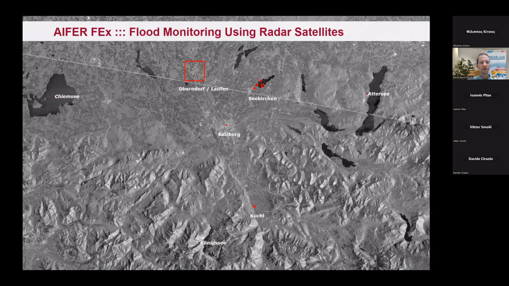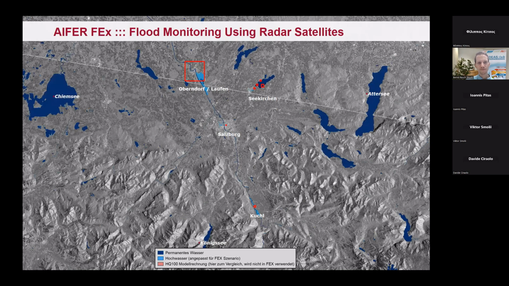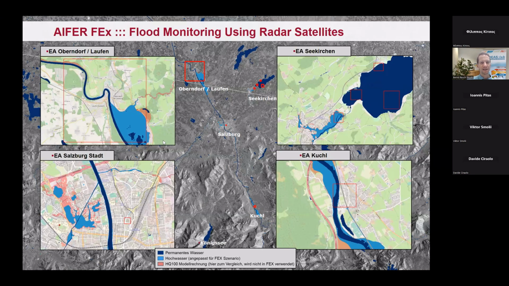Furthermore, we used radar satellites to basically delineate flooded areas, which we see here in blue. So this, in bright blue, you have these non-permanent water bodies, so to say, that were simulated. Here in these four areas again that I presented before.